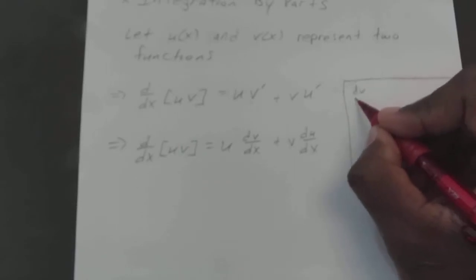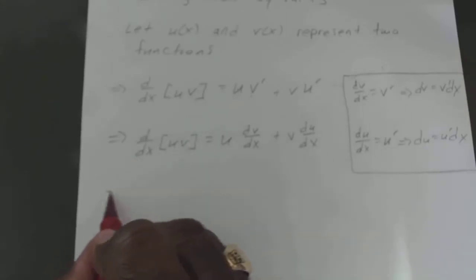Okay, so actually, let's say if you have dv dx equals v prime, so that means your dv is equal to v prime dx. Derivative of u with respect to x is equal to u prime. That means du is equal to u prime dx. Okay. So what if we integrate both sides?